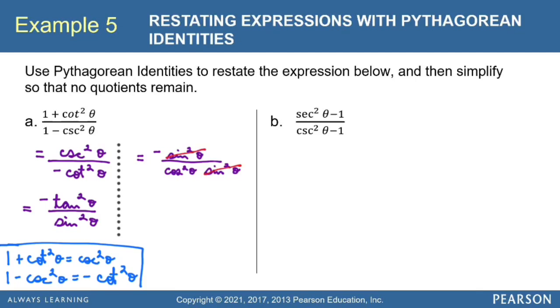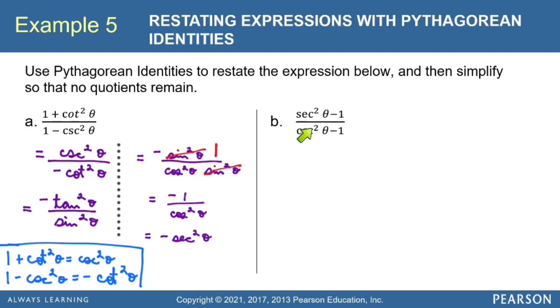And again, anytime that all the factors cancel out of the top, there's always a 1 that remains. So now we have negative 1 over cosine squared theta, and we can't leave this in quotient form. So now we use a reciprocal identity to restate this so that cosine squared from the bottom is rewritten as secant squared in the top. But again, don't lose your negative. So that will be equal to negative secant squared theta.